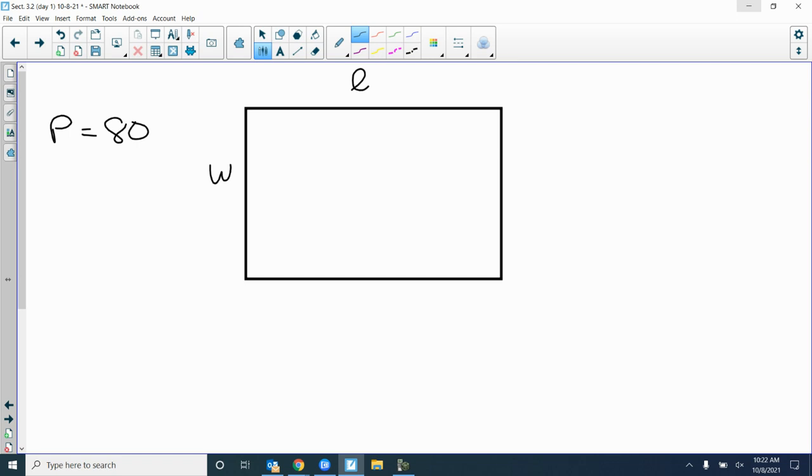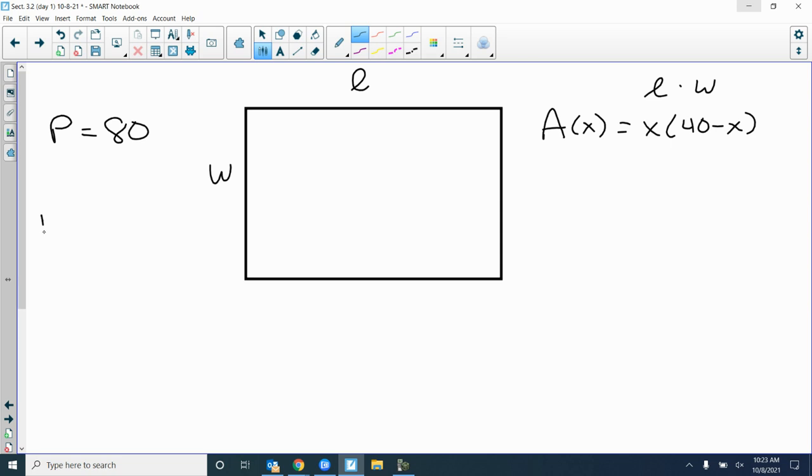I did area equals length times width. So A of x equals x times 40 minus x. All right, now this is my length and width, or width and length. This is where the 40 minus x comes into play. We know the perimeter is 80. How do you find the perimeter of a rectangle? What do you add up together? You add the two lengths and the two widths.